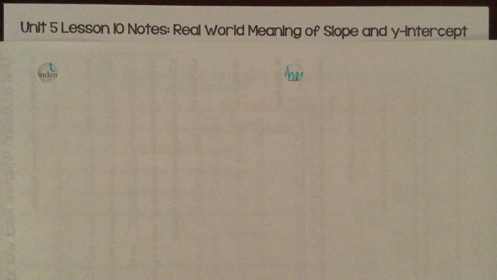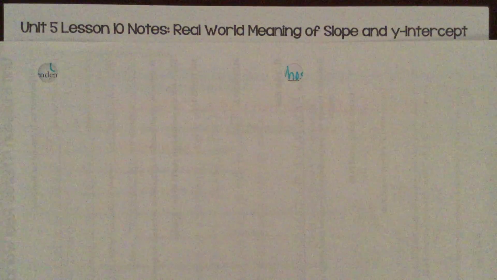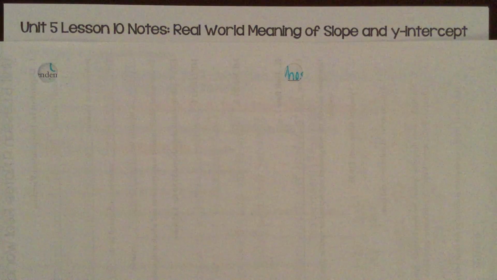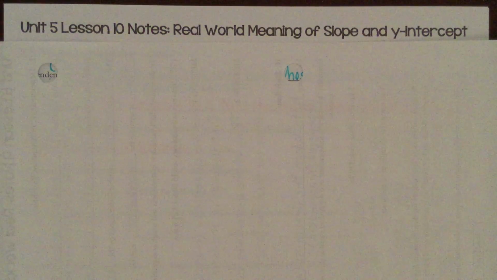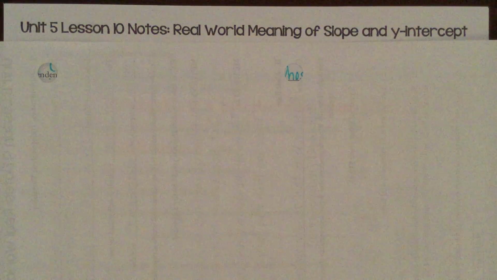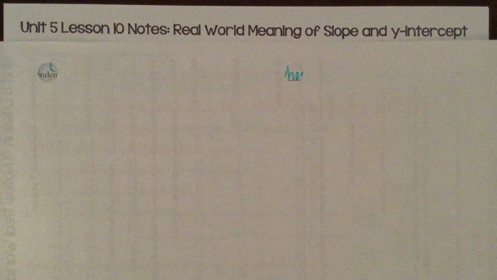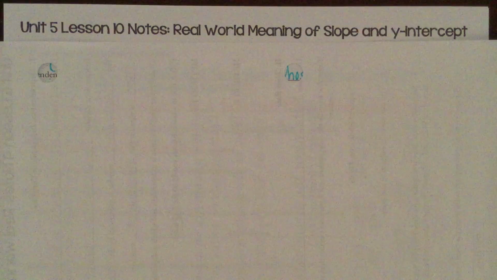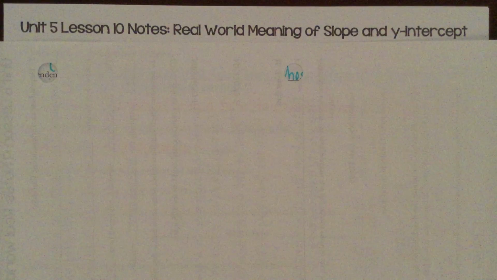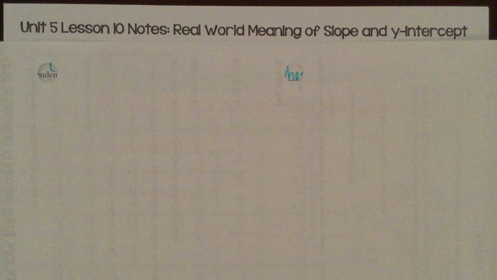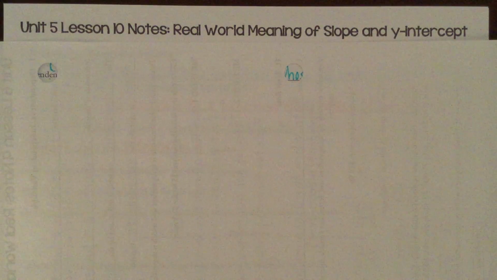As we continue our study of linear equations, we have now moved into how we would see linear equations in the real world. Yesterday, we started to take a dive into where we would see linear equations, specifically slope-intercept form, in a real-world situation. Today, what we want to do is to take a deeper dive into the real-world meaning of the slope and the y-intercept. Okay, so in a real-world situation, what would each of those things mean?